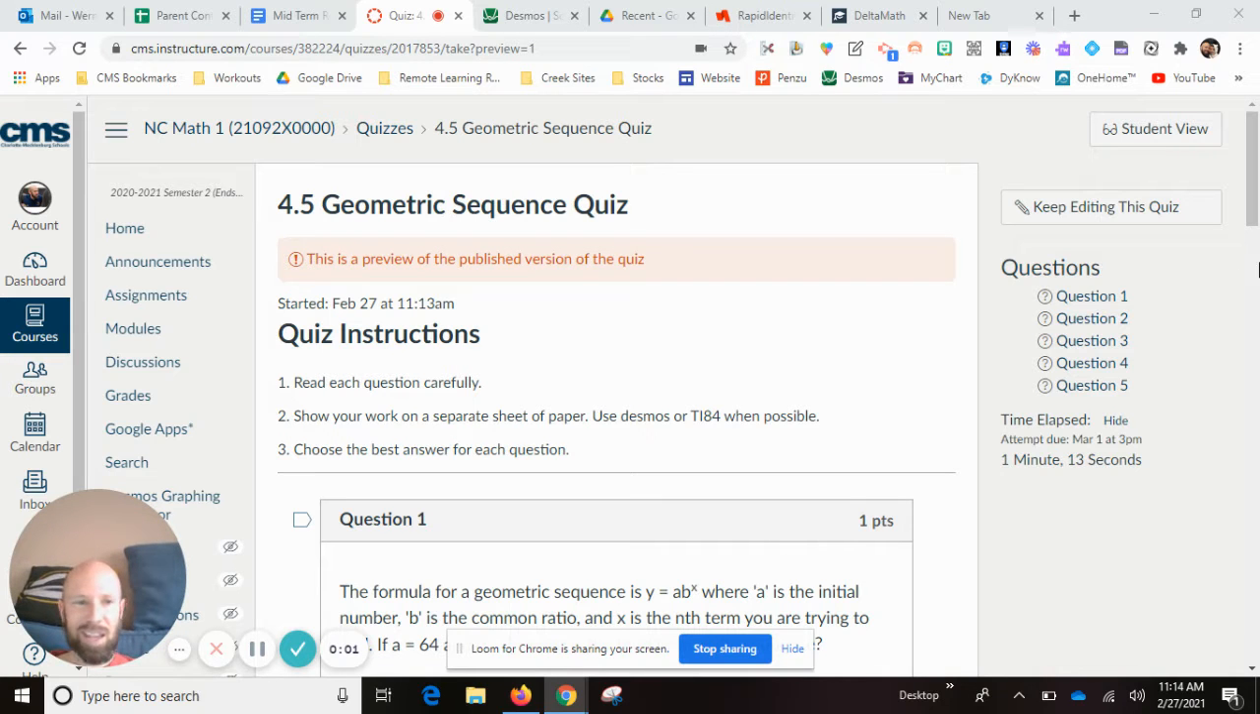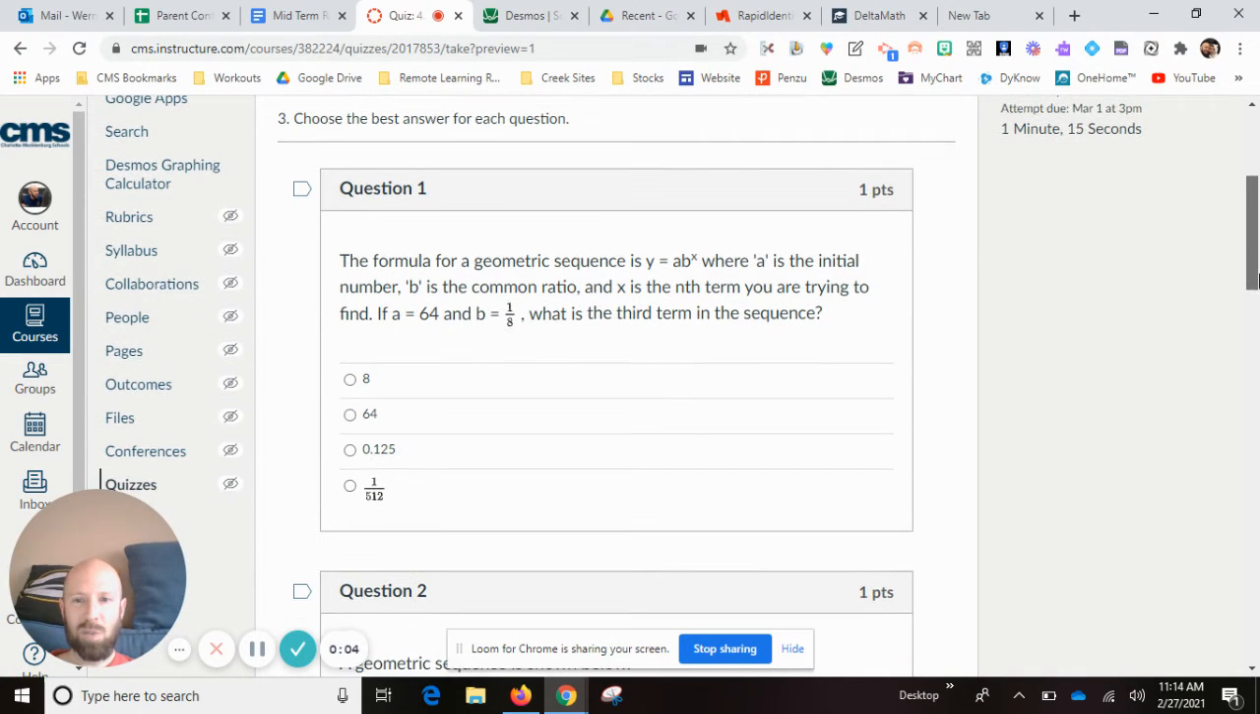All right, let's take a look at today's quiz. Question 1. The formula for a geometric sequence is y equals ab to the x, where a is the initial number, b is the common ratio, and x is the nth term you're trying to find. If a equals 64 and b equals 1/8, what is the third term of the sequence?